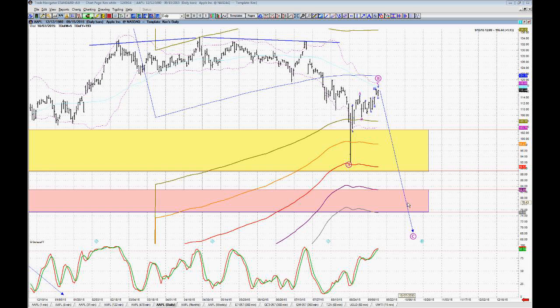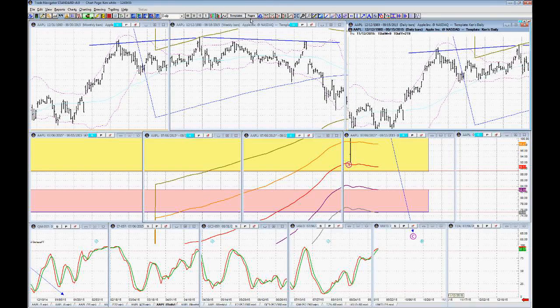The next most common relationship between C and A is where C equals 1.62 times the length of A. 1.62 times 40 is 60, almost 65 points. 65 points off of 118 gets us kind of in the 53 area. That's way, way down there.